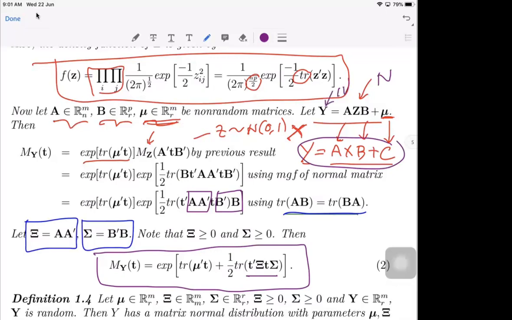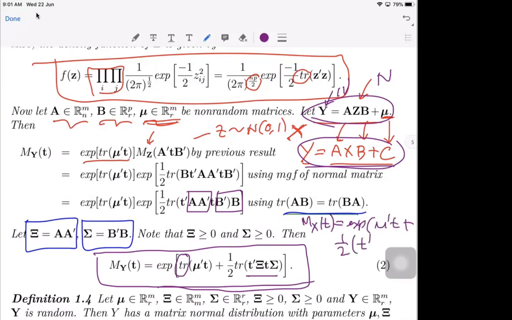So y here will still be normal, and the moment generating function of a normal distribution will have exponential of, in the univariate case, if x is normal, exponential of mu prime t plus 1/2 t prime sigma t, right? Correct? Yes, ma'am. Okay, so that is for the univariate.